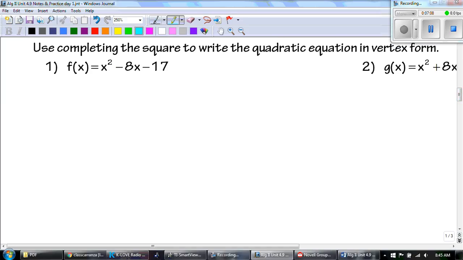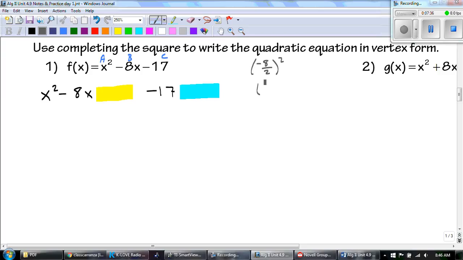So the first thing that we do is we create a space. We have x squared minus 8x. I need a space right here. Then I have minus 17, and then we have a space in the back. So I need my b term, which is -8. So we're going to take -8 divided by 2 and square it. Well, -8 divided by 2 is -4, and -4 squared is 16. So we've got plus 16 and minus 16.